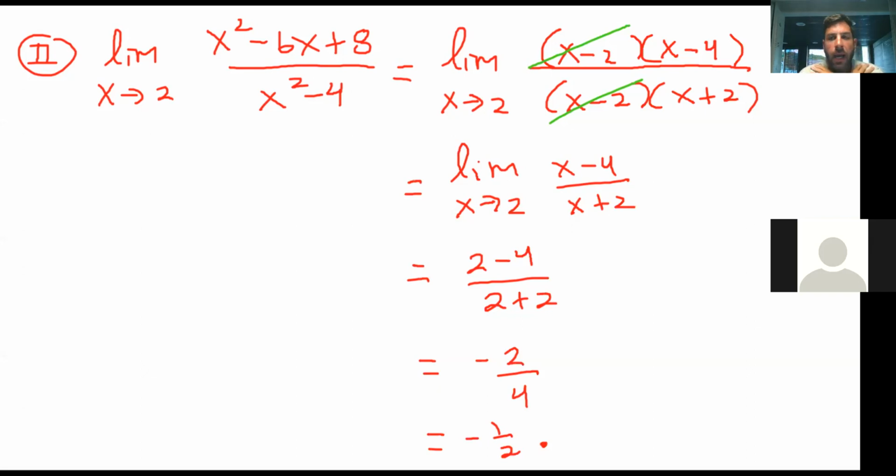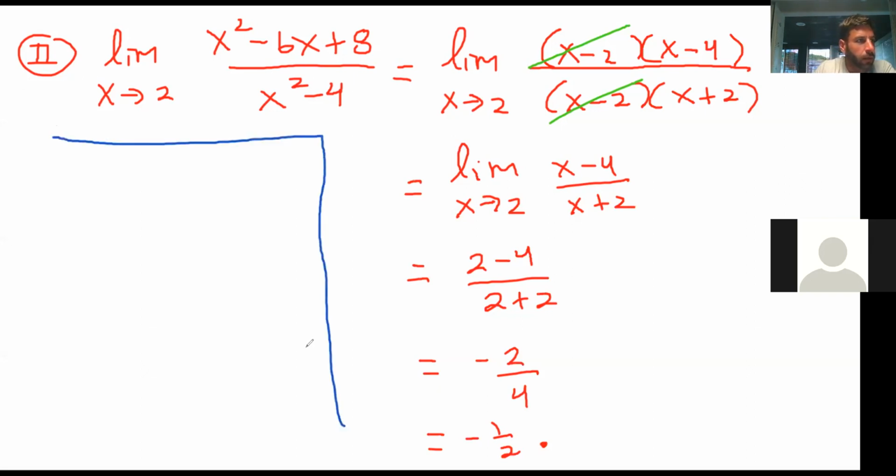So again, I like to think of these types of problems, these computing limits, as a game. What's the game? It's as follows. Let me switch colors here. This is how I would encourage you to think about it.